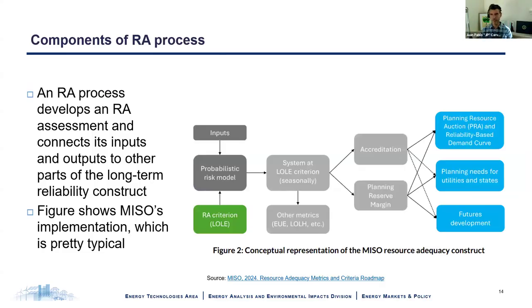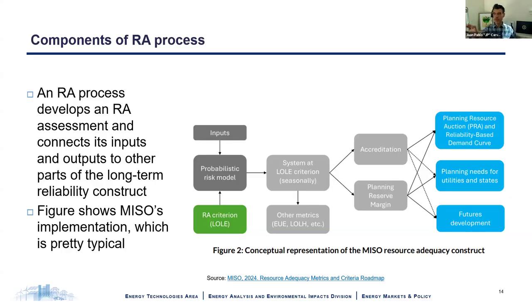in traditional frameworks. From a process perspective, resource adequacy requires several steps. So what I show you is the pieces that go into creating the models. But in terms of how you go from inputs to creating planning needs and eventually investments, there are a few components here that are important. This particular construct here comes from MISO in one of their recent reports on resource adequacy metrics.